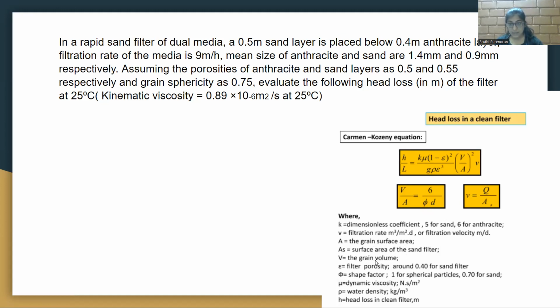Now V is the grain volume. So in order to get the grain volume, you will have to multiply the... we don't have to find the volume separately.